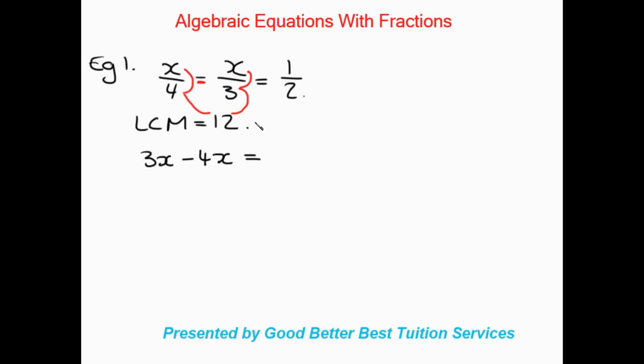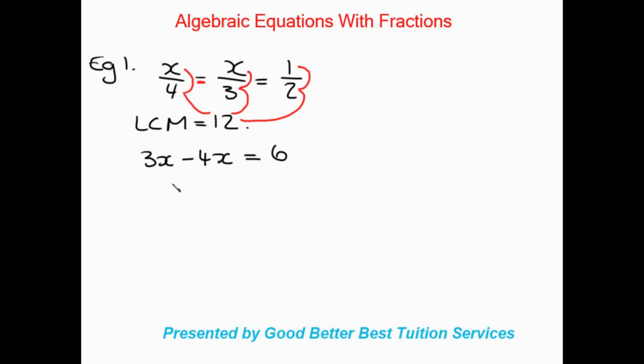Now we're going to move on to the last term in this question, which is a half. We're going to divide 12 by 2. 12 divided by 2 is going to give us 6. We're going to do 6 times 1. Once we do that, 6 times 1 will remain 6.